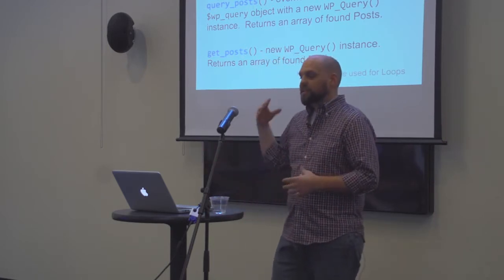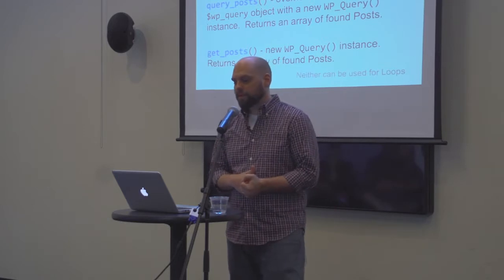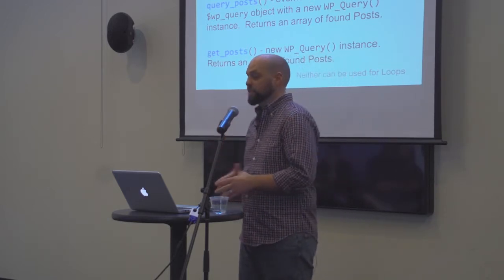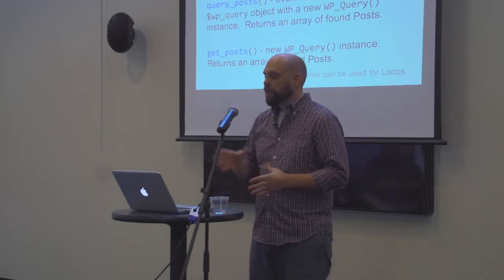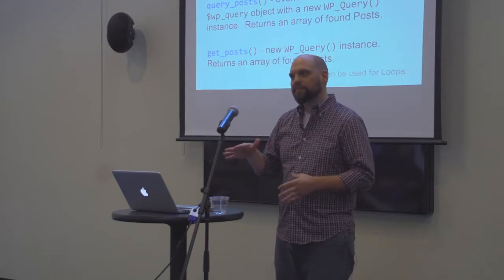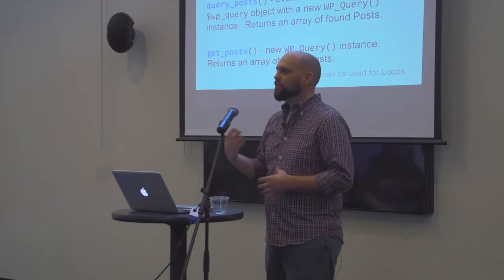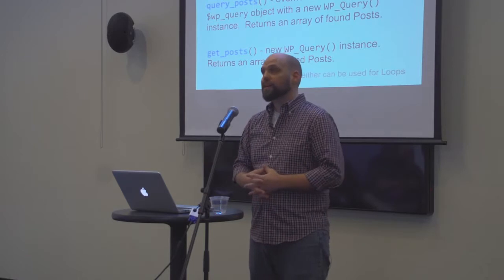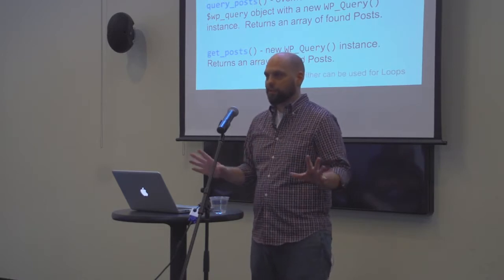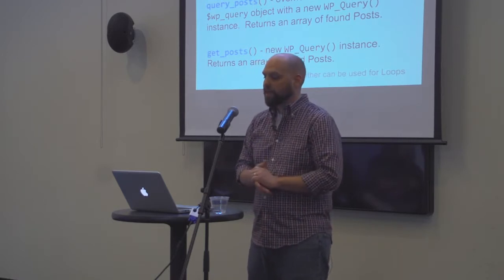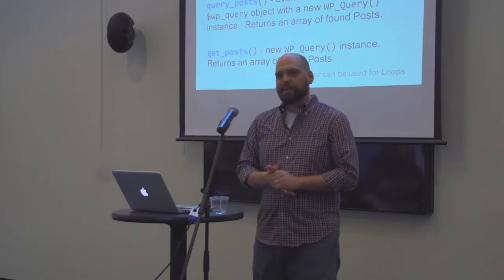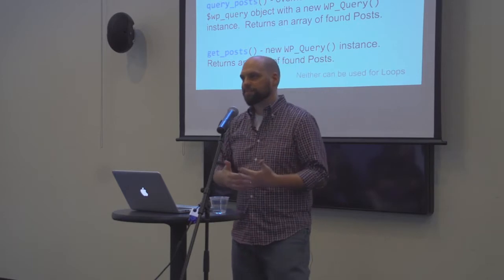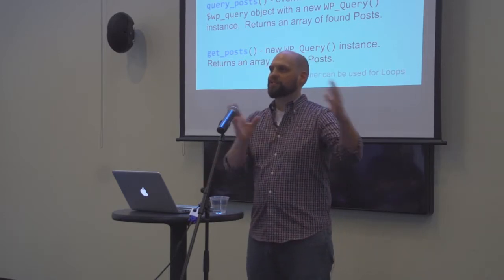get_posts does something very similar to query_posts, but it does not replace the global WP query object. Instead, it's a brand new instance of WP_Query, and it also returns an array of the posts found. Neither of these can be used for loops. get_posts can also take some slightly different arguments. The reason you might need get_posts is because you don't want to deal with the global scope of WP query at all. Just take a look at the codex page for get_posts, and you'll see that some arguments might be a little different, but really they just allow extra arguments.